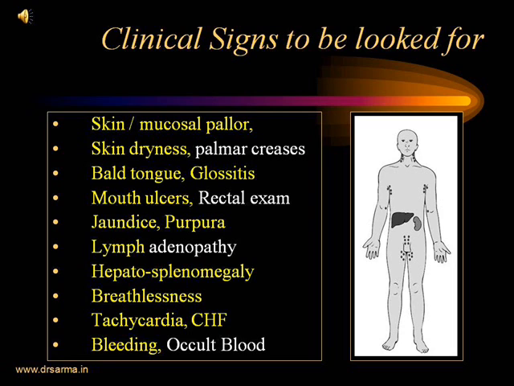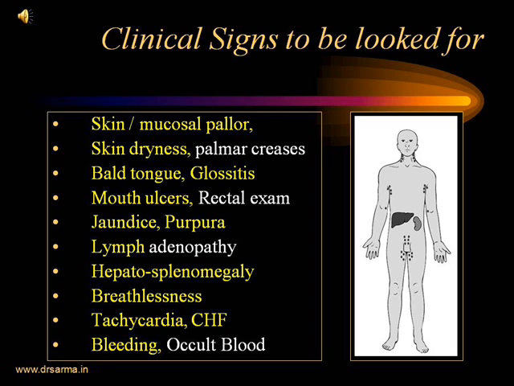In an anemic patient, the palmar creases will become very pale. Dryness of skin is also a common accompaniment of anemia. Bald tongue, glossitis, frequent mouth ulcers are seen in anemic patients. A rectal examination is a must to find out whether there is anemia, or whether there are hemorrhoids or any bleeding sores in the rectum and anal canal.